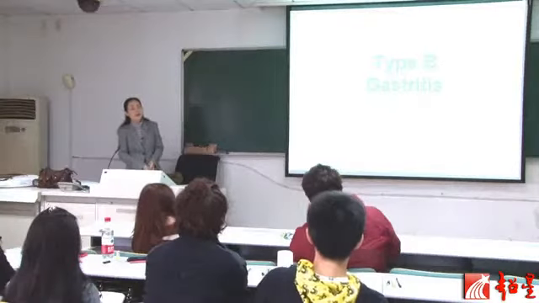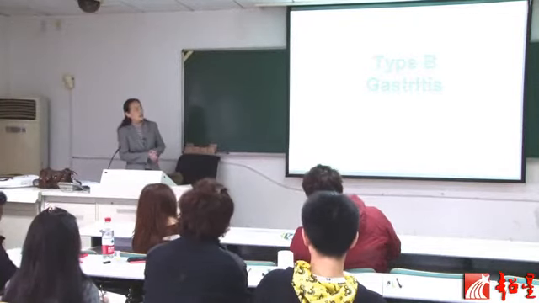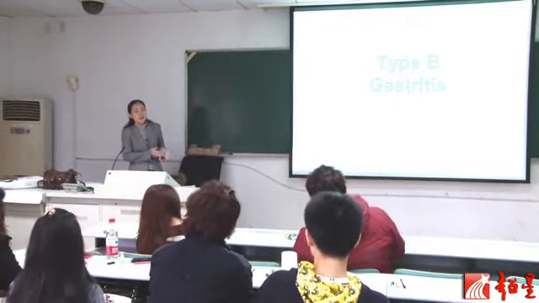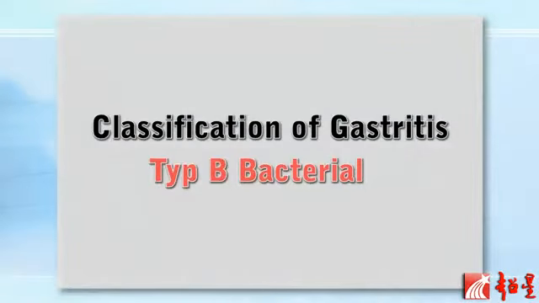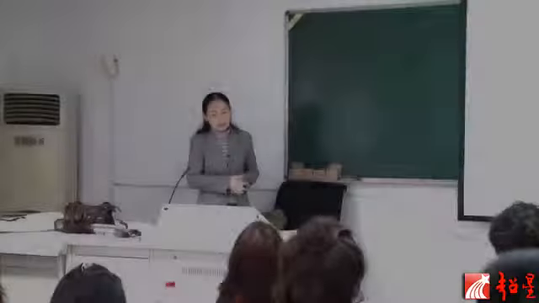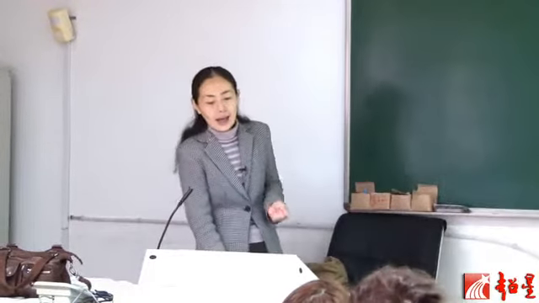So the first, type A gastritis, is associated with the immune system. And type B gastritis is associated with bacteria. For this HP, this kind of bacteria, it is common. Half of the population in the world is infected by HP.